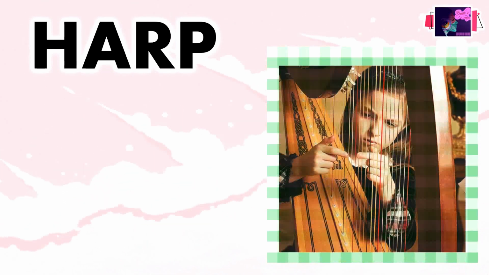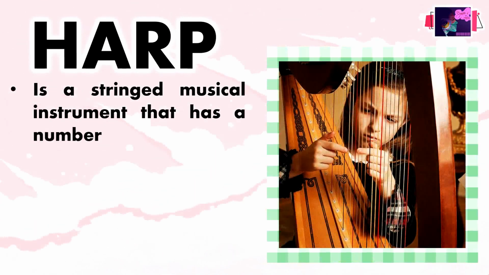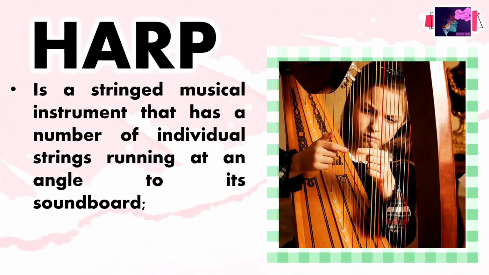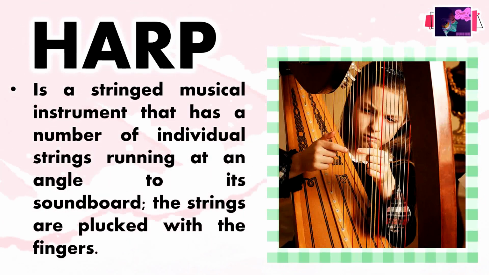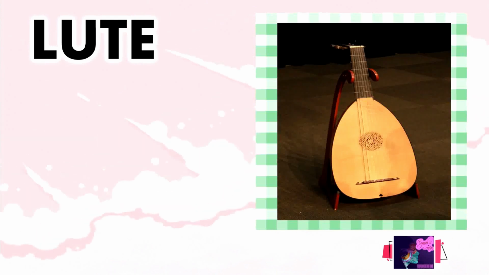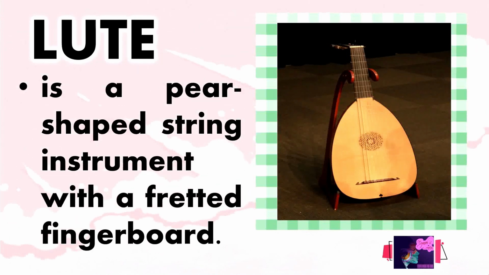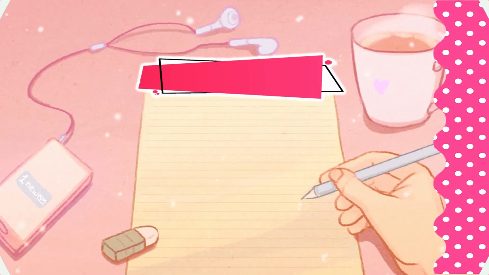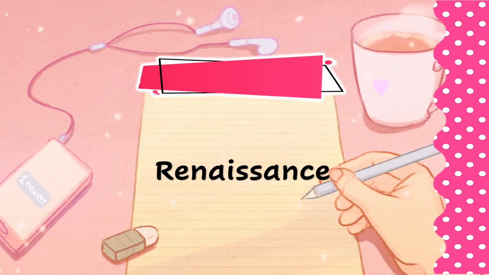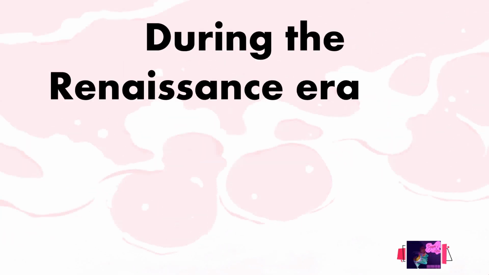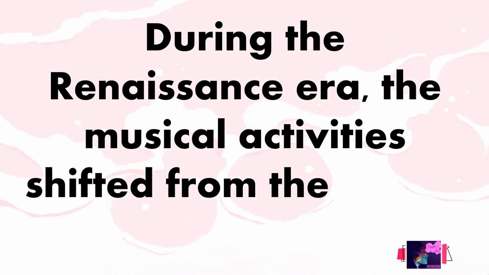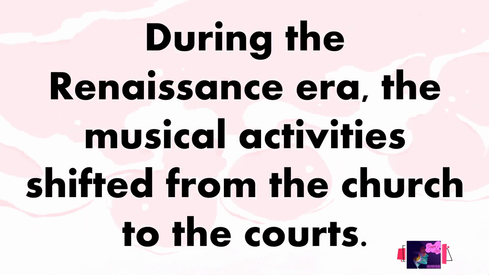Harp. It is a string instrument that has a number of individual strings running at an angle to its soundboard. The strings are plucked with the fingers. Lute. It is a pear-shaped string instrument with a fretted fingerboard. Those are the instruments during the medieval period. Let's now have the Renaissance. During the Renaissance era, the musical activities shifted from the church to the courts.